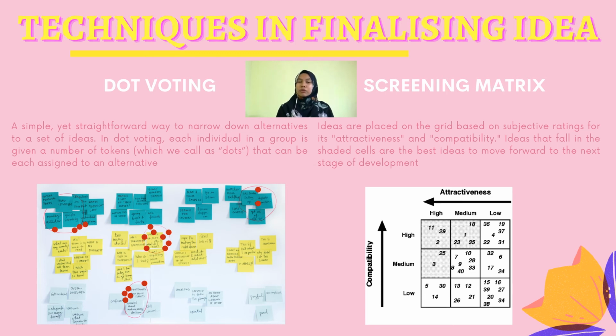Ideas are placed on the grid based on the subjective ratings for their attractiveness and compatibility. Ideas that fall in the shaded cells are the best ideas to move forward to the next stage of development.